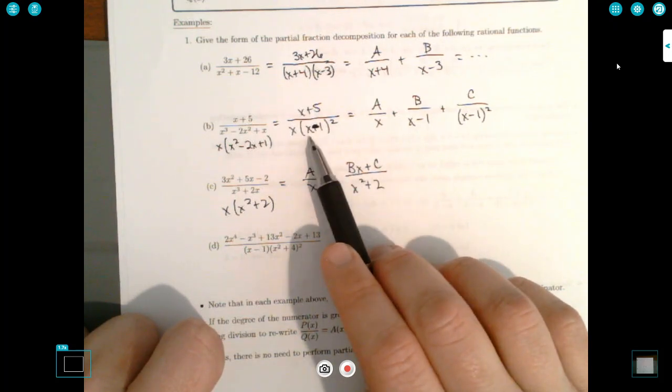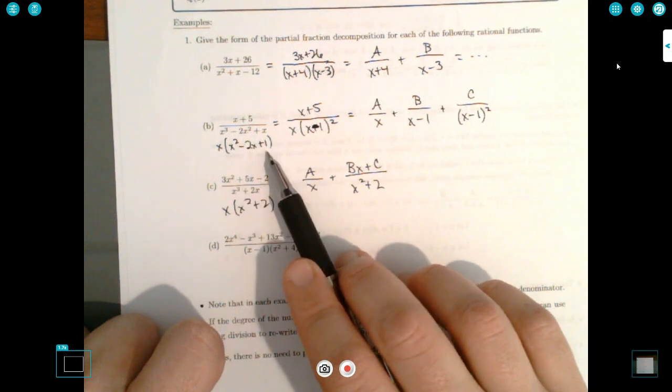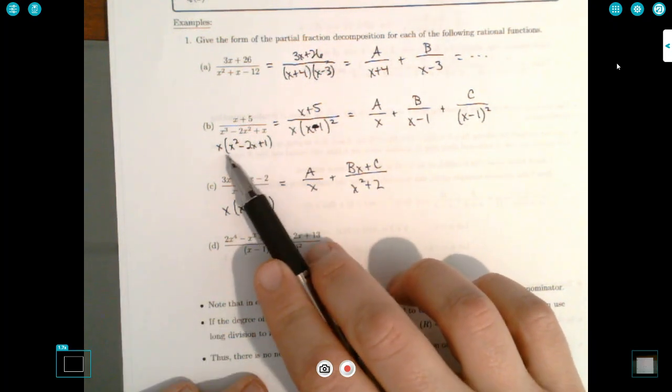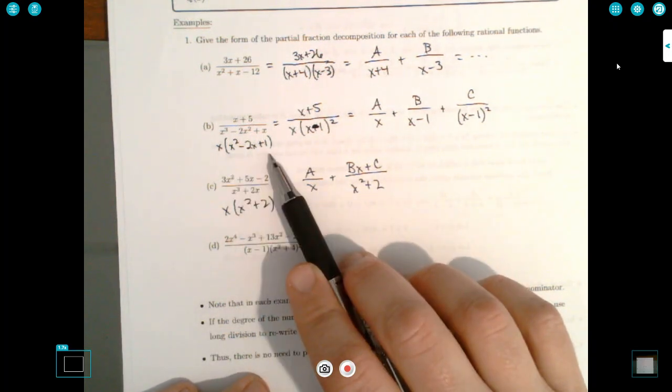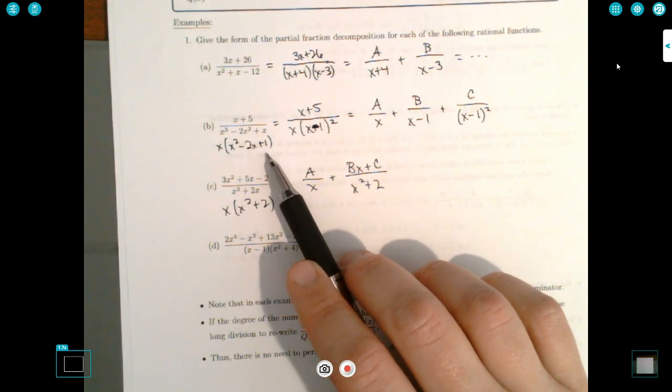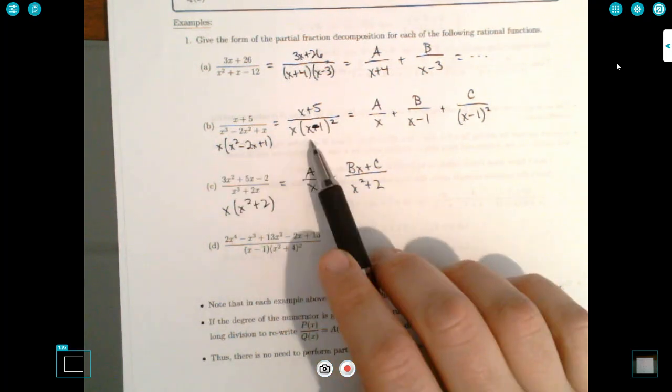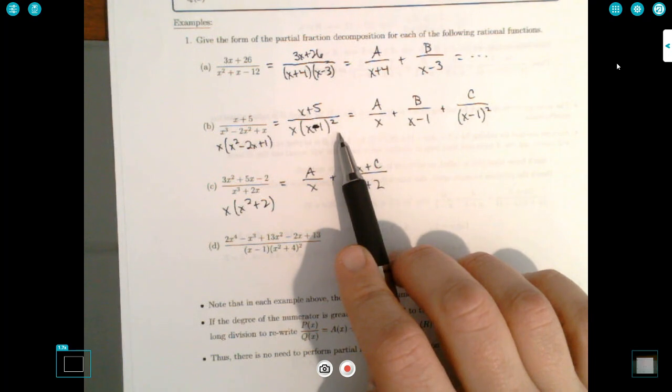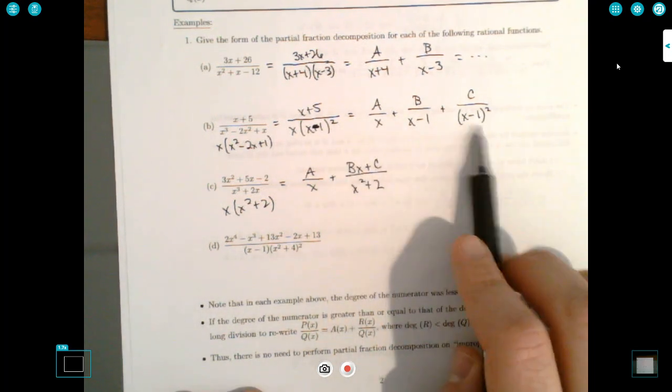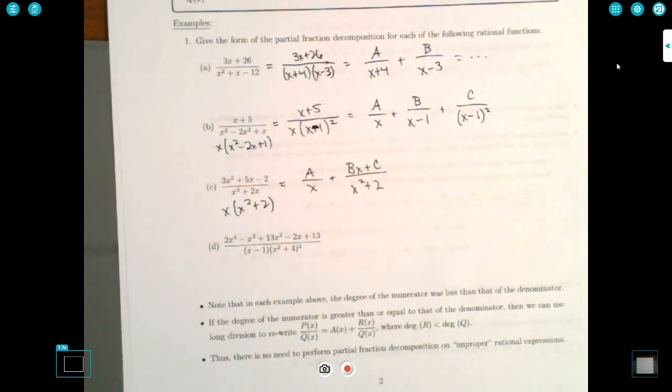And if you're thinking, well, isn't this a quadratic factor? Yes, but this isn't completely factored. So the idea is step 1, completely factor it, which in this case would look like this. And then step 2, break it down.